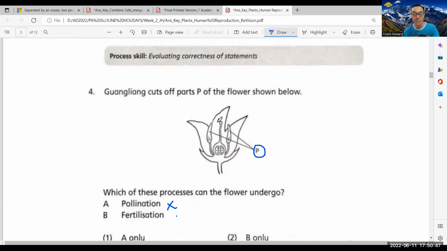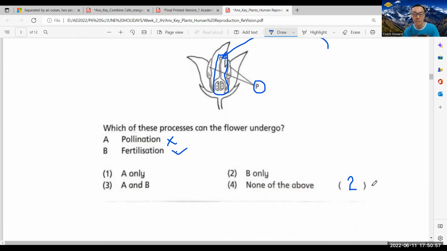But you can see this part is still intact. So this flower can still receive pollen from another source. So only fertilization can happen. So the answer is B.